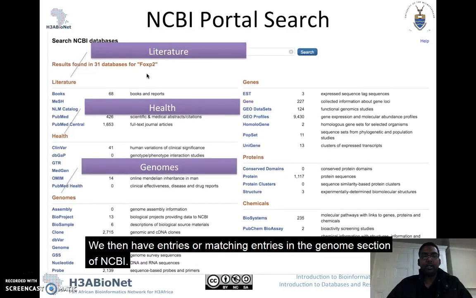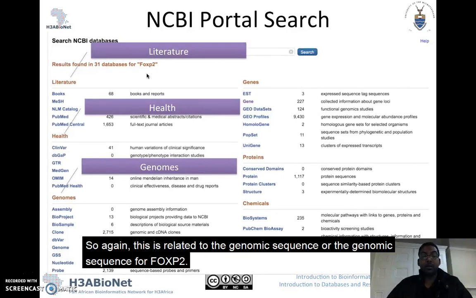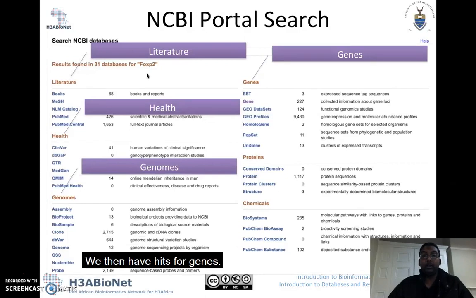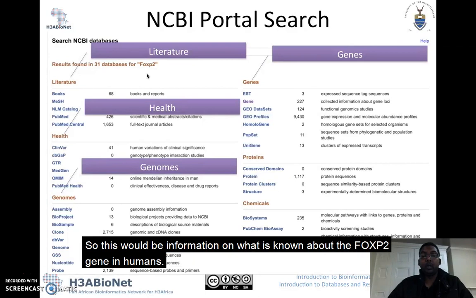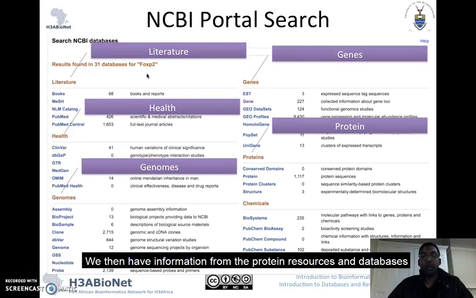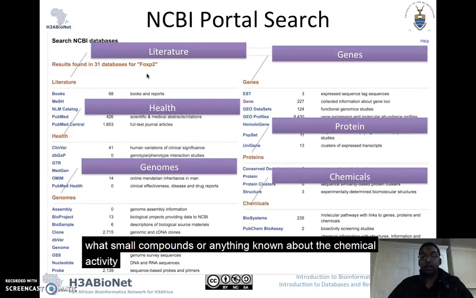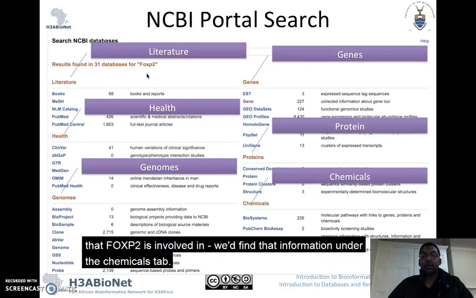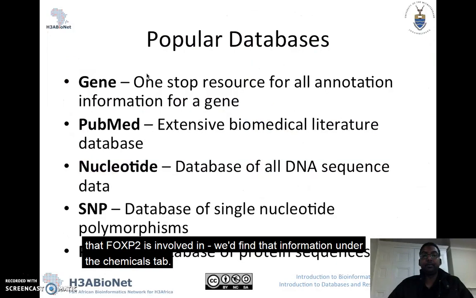We then have entries or matching entries in the genome section of the NCBI. So again, this is related to the genomic sequence for FOXP2. We then have hits for genes. This would be information on what is known about the FOXP2 gene in humans. We then have information from the protein resources and databases. And then we have some information on chemicals. So what small compounds or anything known about the chemical activity that FOXP2 is involved in, you find that information under the chemicals tab.